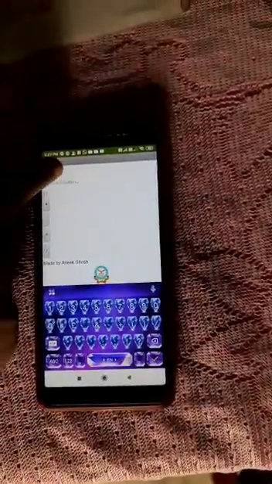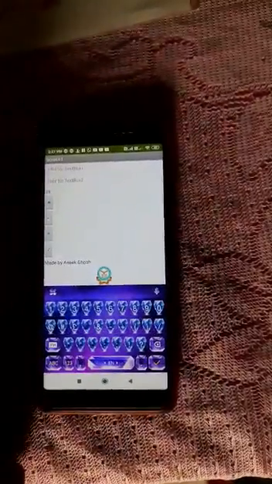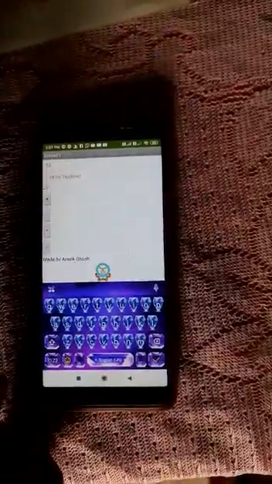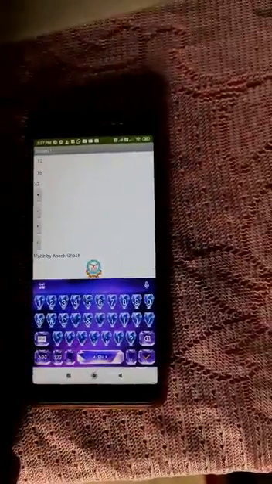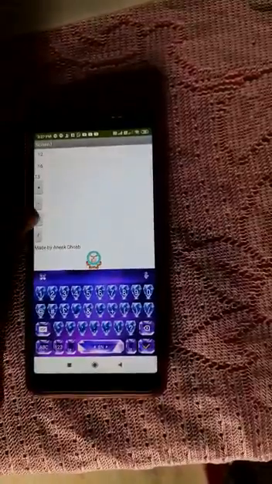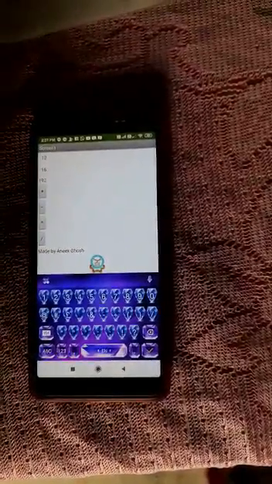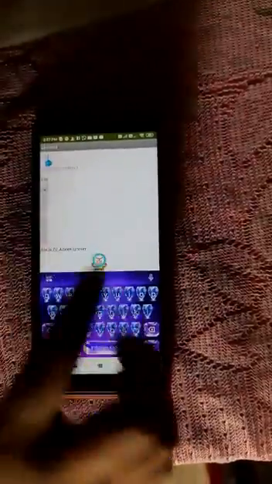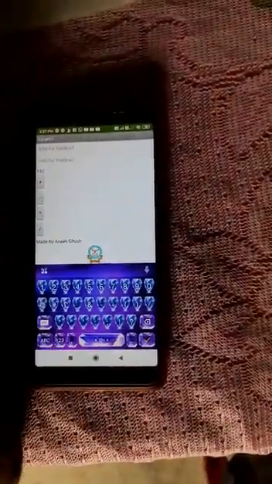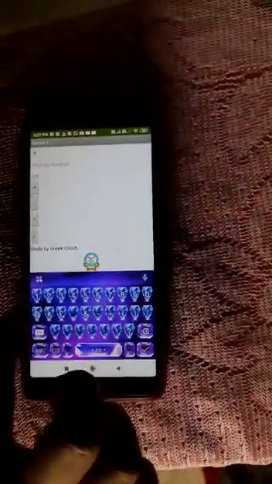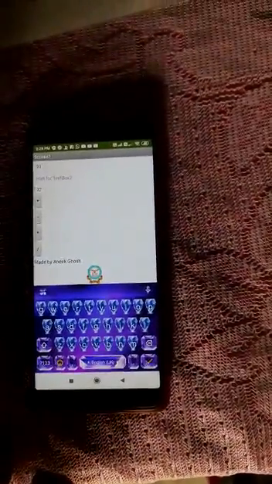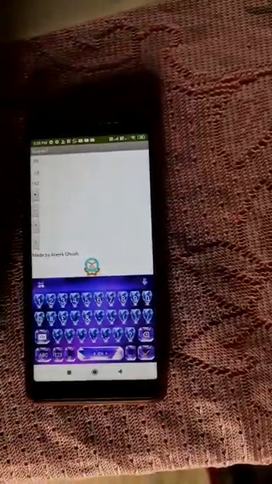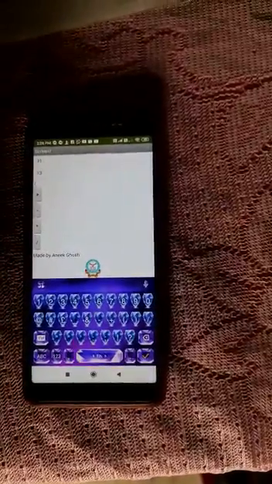If I have to multiply any number like 12 into 16, I have to click on multiply sign. This is the answer, 192. If I have to divide a number like 91 by 13, I have to click on divide sign. It shows 7. It is the answer.